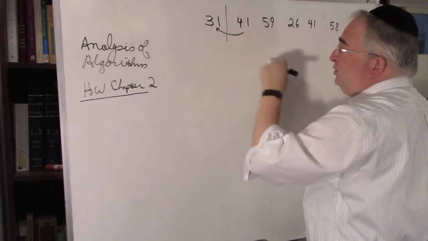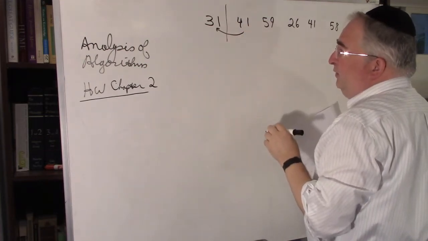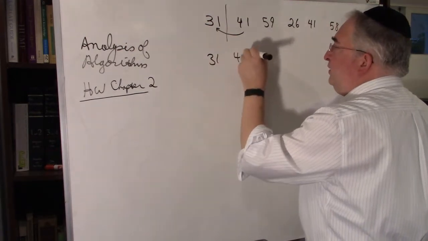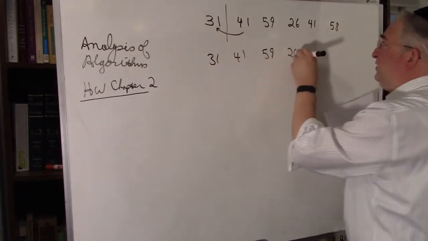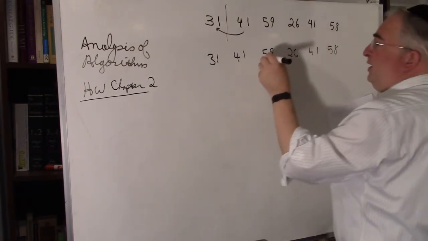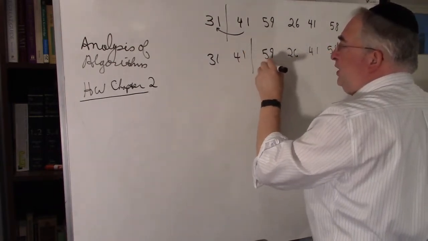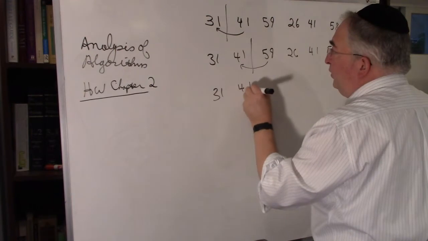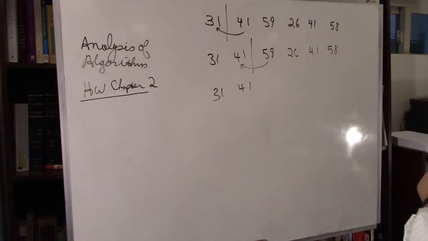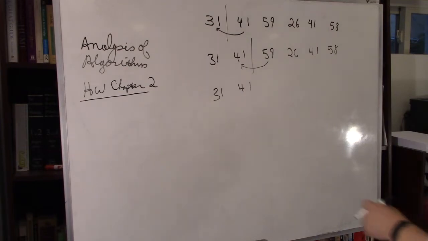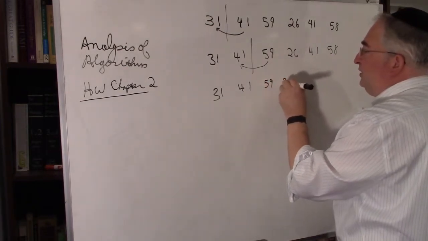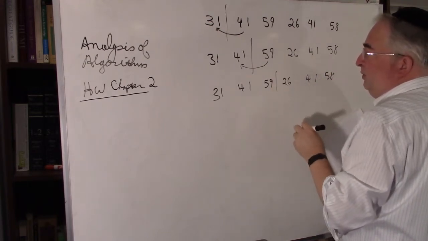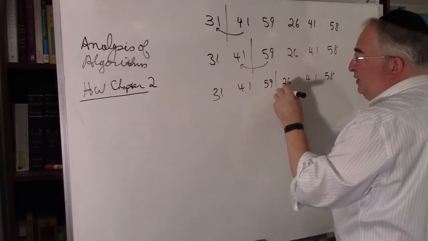You compare these two, and 31 is less than 41, so you leave it alone. Then the next one: 31, 41, 59, 26, 41, 58. Again, these two are ordered. You're comparing these two, they're okay, so you leave it alone. So then you have again 31, 41, 59, 26, 41, 58. These are ordered, and now you're going to compare this.